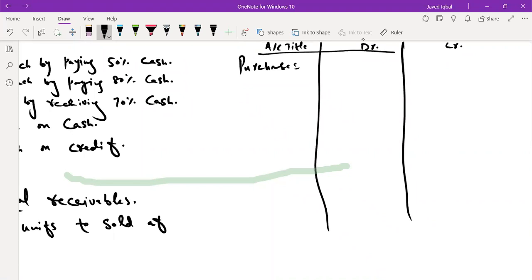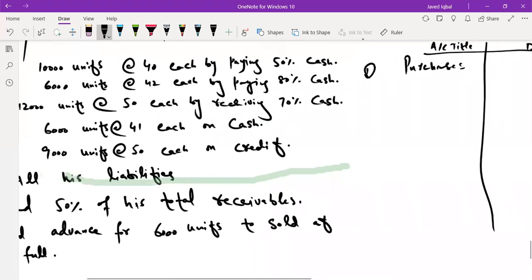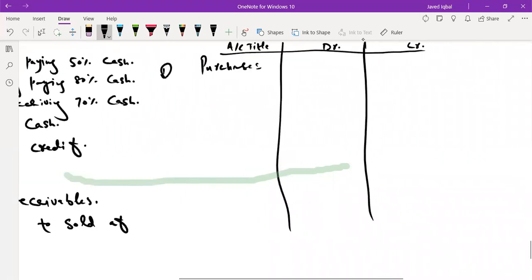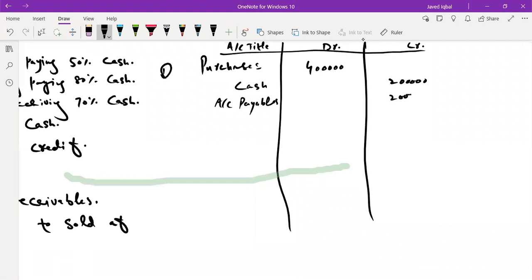So for the first transaction, your purchases should be debited by how much? 10,000 at 40. So this means 400,000. By paying 50% cash, you're paying 200,000 in cash, and your account payables is 200,000. So this should be your first transaction.